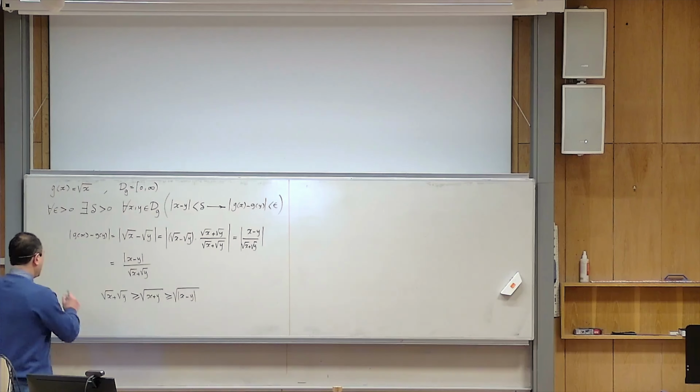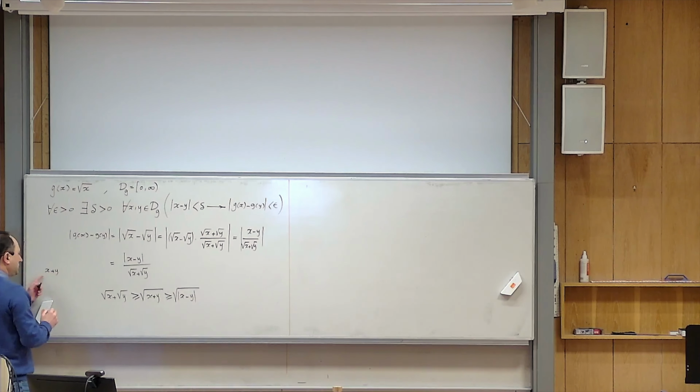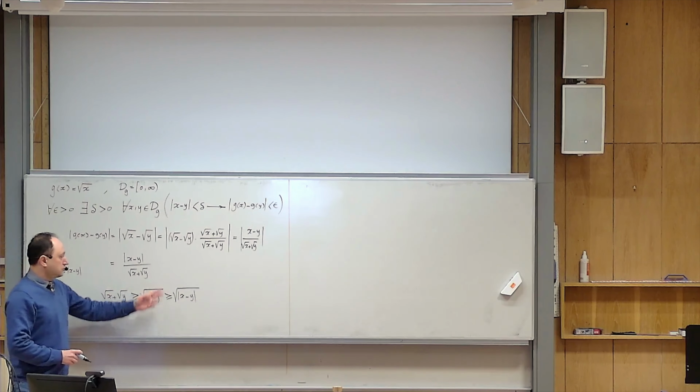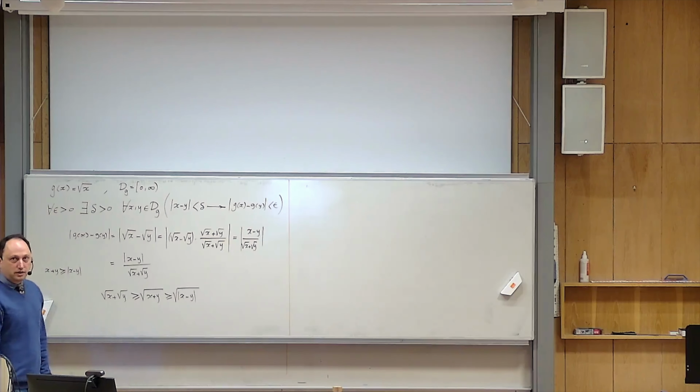So what I'm claiming is that x plus y, if x and y are positive, is greater than or equal to the absolute value of x minus y, which is very clear. If two numbers x and y are positive, if I add them, definitely the result is greater than if I subtract them. Okay, so if this is greater than that one, of course, the square root of that one is also greater than the square root of that one.